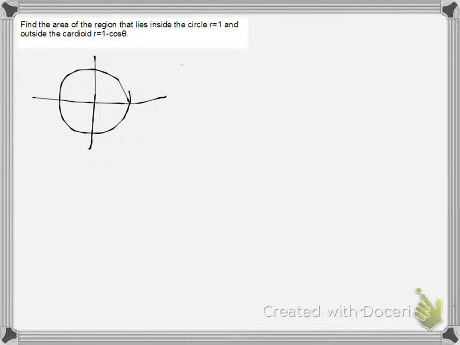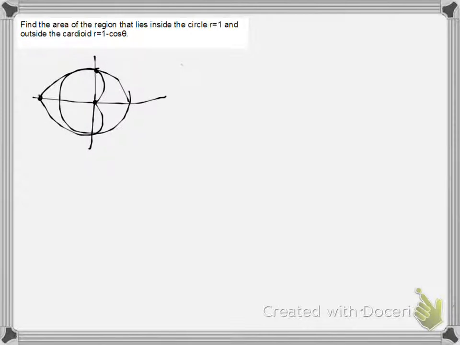Well, at theta equals 0, cosine is 1, so r equals 0 at that point. At theta equals pi over 2, cosine of theta equals 0, so r equals 1. So we have that up here, and then r equals 2 when theta equals pi, because cosine of pi is negative 1. 1 minus negative 1 is 2. And we know that the cardioid is in the shape of a heart and is symmetric. This particular cardioid is symmetric about the x-axis. So we know that it must look something like this.